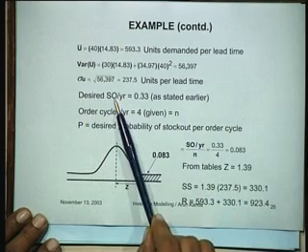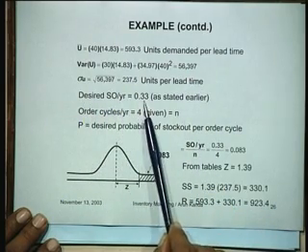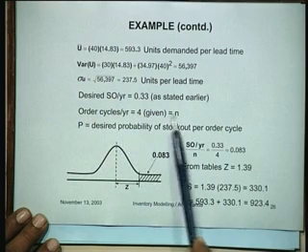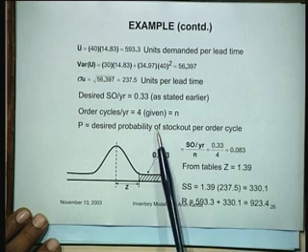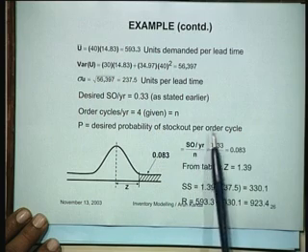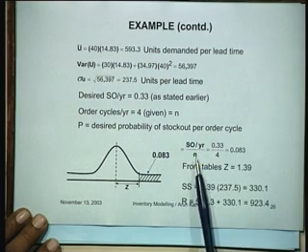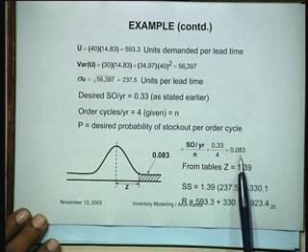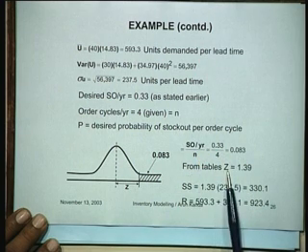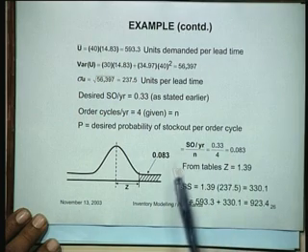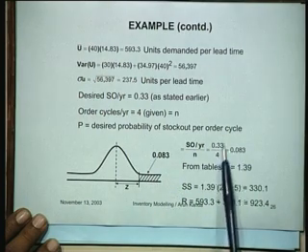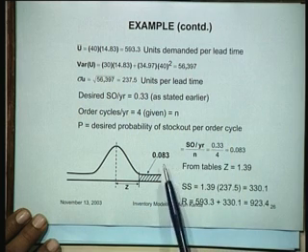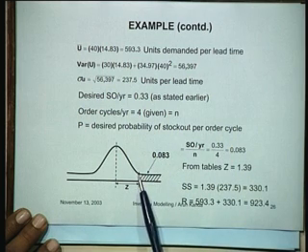So the desired stock outs per year is only 0.33, as stated earlier. Therefore, order cycles per year, n, is 4. So P, the desired probability of stock out per order cycle, is determined by stock outs per year divided by n, which is 0.33 by 4. From the tables, the corresponding value of Z for this desired stock out probability which we have computed is 0.083. So you have now specified this area.